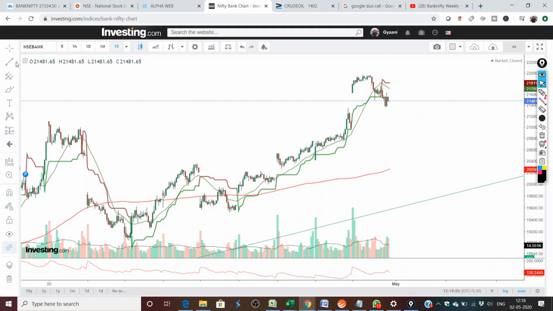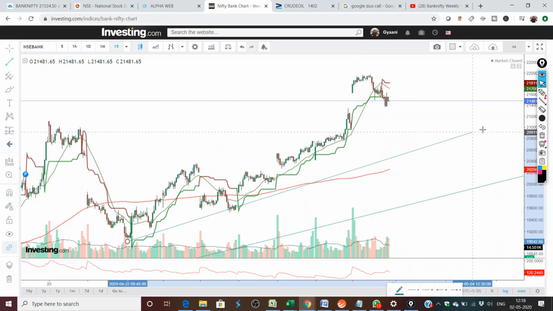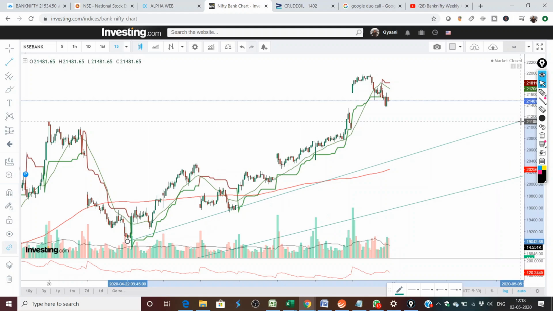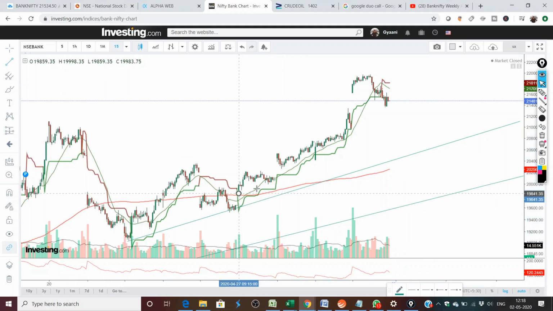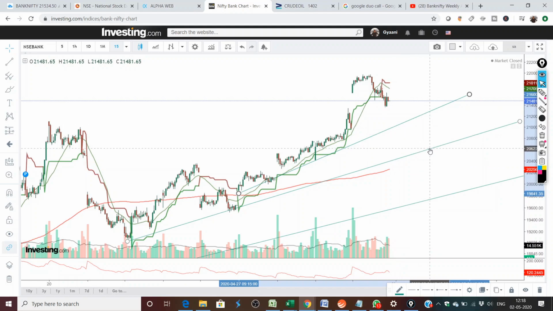So let us draw a trend line from here, mapping this. Okay, so this is our trend line. There is a scope that it can come back for retracement to this level, so be watchful of that. But if you consider the trend from here, there's another trend line. The first level can be till here, and the second level can be till here.